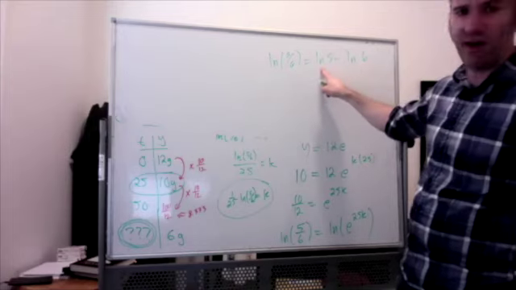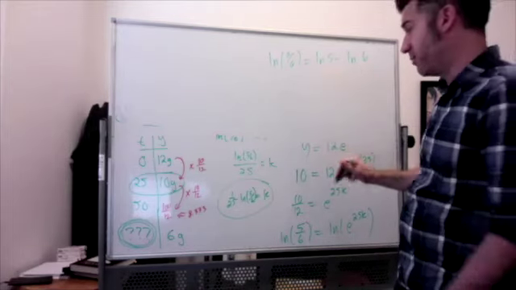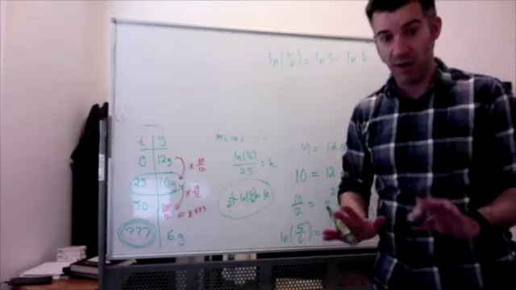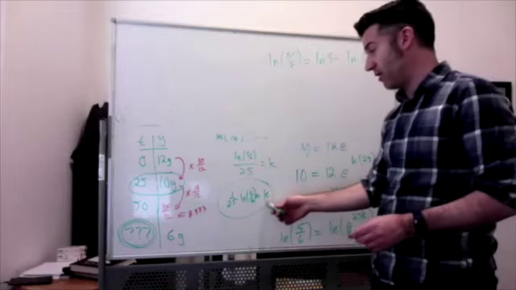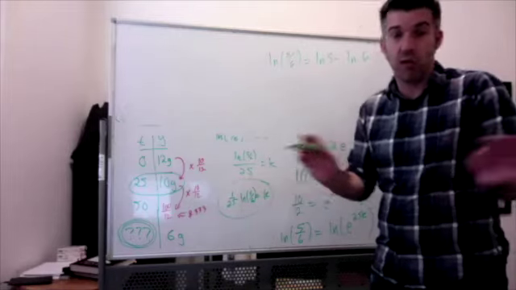And that one's bigger than that one, so of course it's negative. But whenever you're doing a decay problem, you will always get a k value that is a negative number. And that's what should happen.